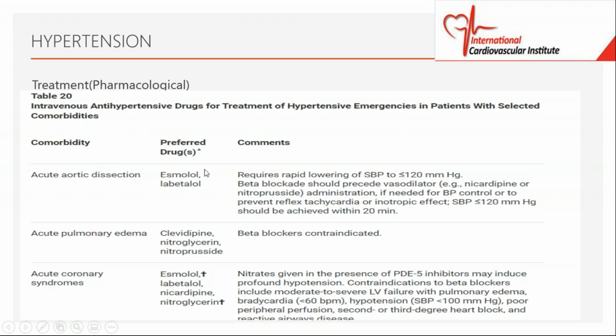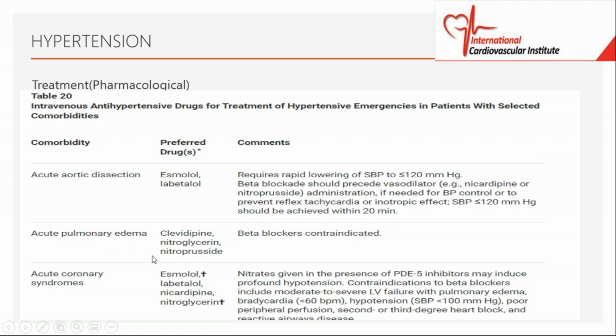Because they want you to know that you can use esmolol and labetalol in acute aortic dissection, pulmonary edema. The only medicine I use is nitroglycerin. Occasionally, I'll pull for nitroprusside. You have to be brave when you're using nitroprusside in some patients with acute pulmonary edema, because if you have a patient with an ejection fraction of 15% and the systolic blood pressure is 80 and the patient is still not doing well, the best medicine to pull in that situation is nitroprusside.